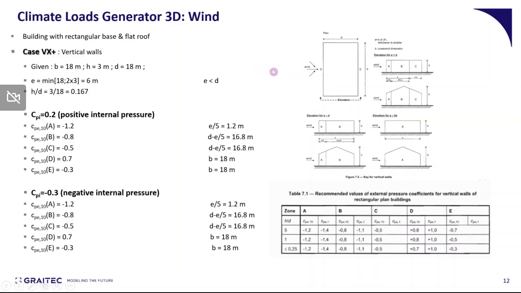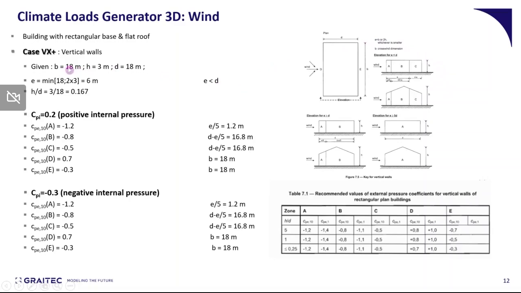So if the wind blows along the X direction, the first face that the wind meets is where zone D is developed. The opposite surface of D is E, and the areas that are vertical to D and E have the zones A, B, and C, depending on the value of this parameter e.